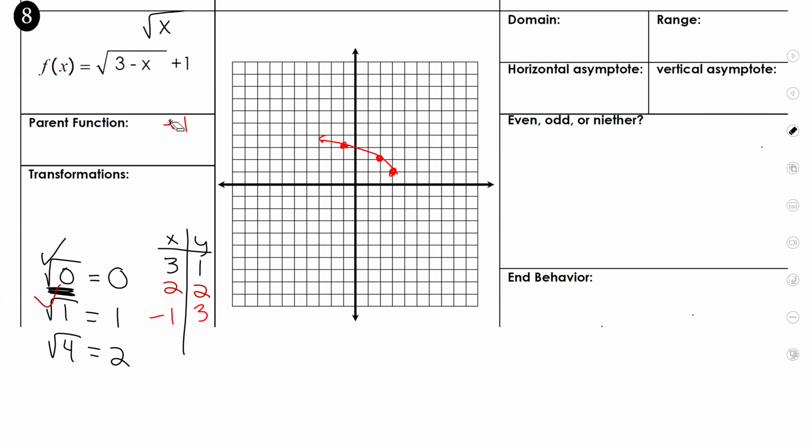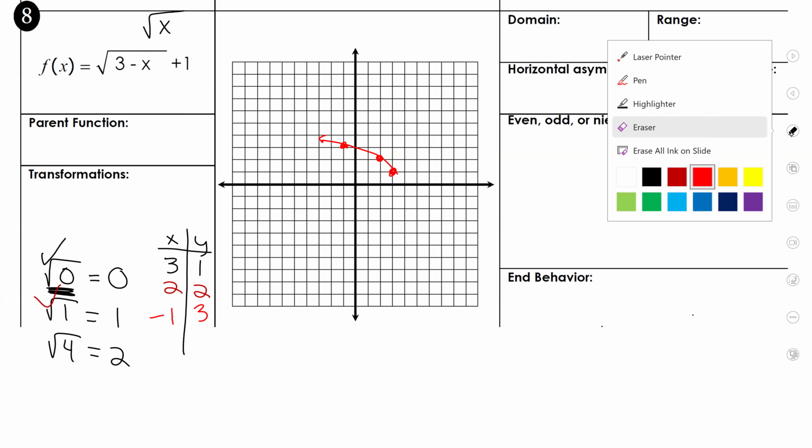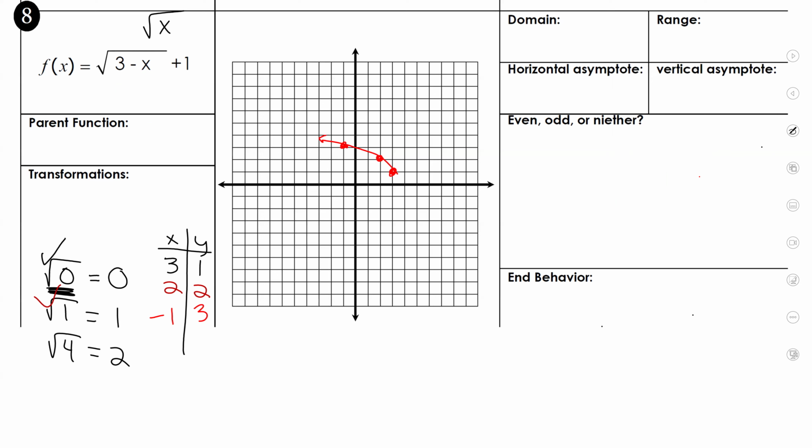What would happen if I plugged in a 4? What would be under the square root here? We don't want negatives. So guys, the graph starts right here at 3. If you plug in a 3, you get 0. And it works for numbers below 3. Your graph will be going that direction to the left.